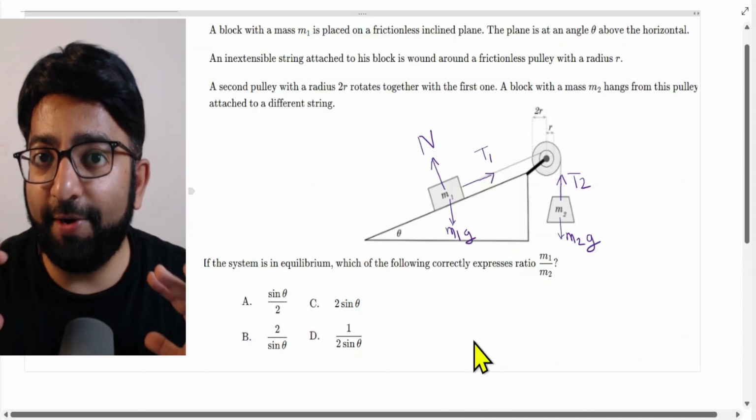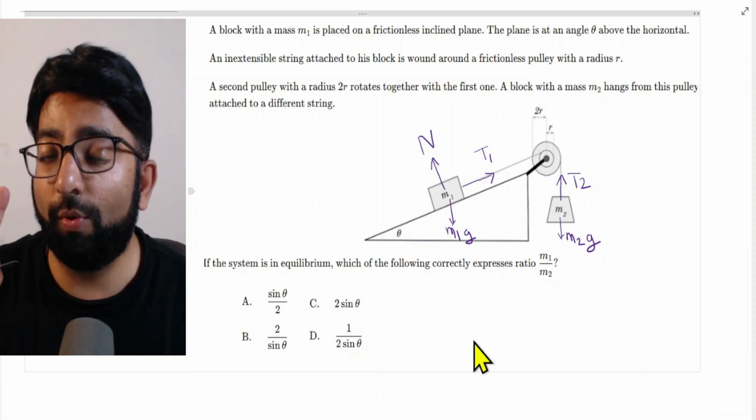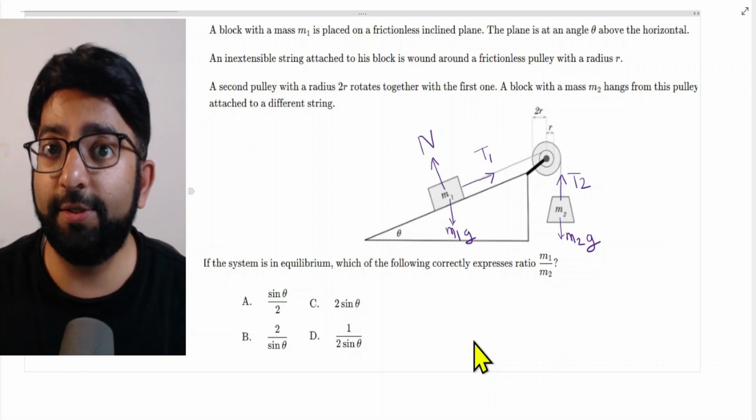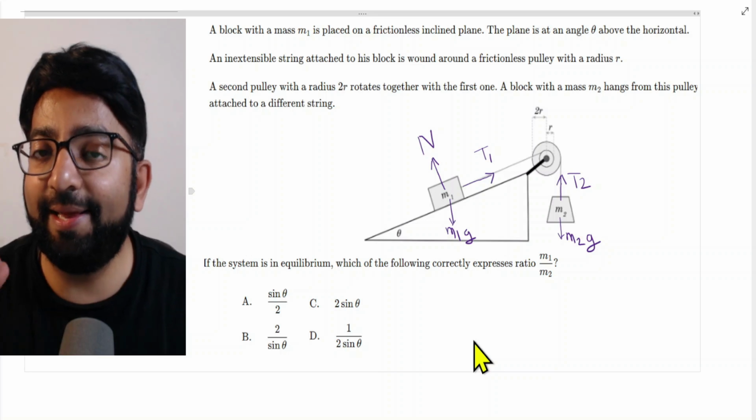All right, so we have drawn the free body diagrams of all the objects. That was step number one. Step number two is to balance the forces, which is linear equilibrium.